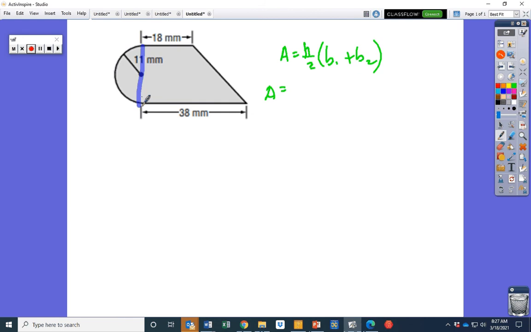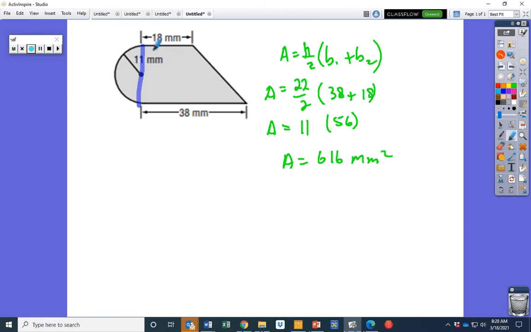So what is the height of this? This is 11, so the height is 22. Divided by 2, base 1 from here to here is 38 plus 18. What's 18 plus 38? 56 times, what's 22 divided by 2? 11. Multiply 11 times 56. Tell me what you get. 616 millimeters squared. That's the area of this part.